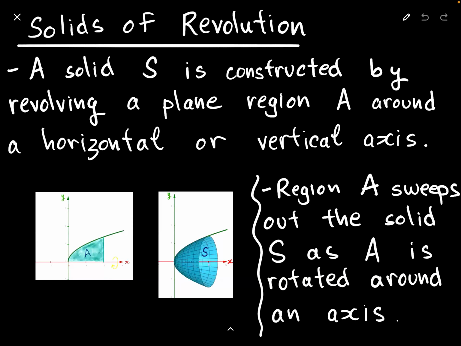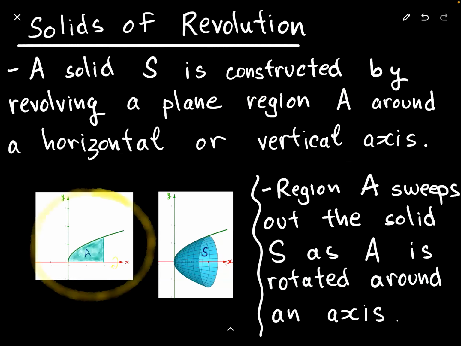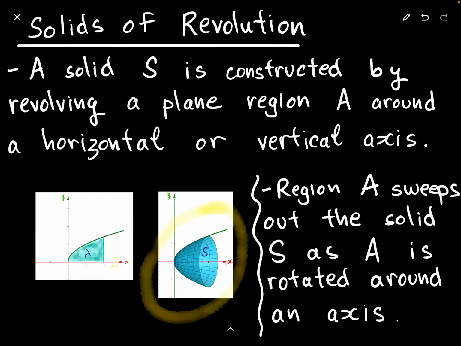Hello! In this video we're going to look at solids of revolution, a type of volume. A solid S is constructed by revolving an area A around a horizontal or vertical axis. In the picture you can see the region A. This region A is rotated around the horizontal x-axis and it sweeps out the solid S. We want to calculate the volume V of the solid of revolution.